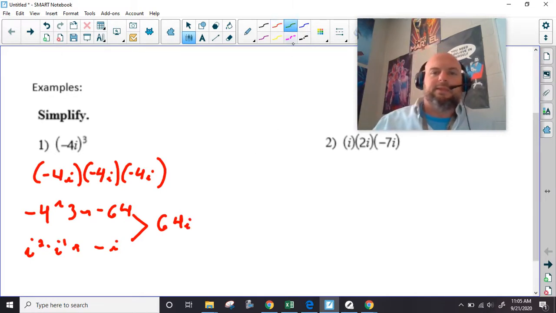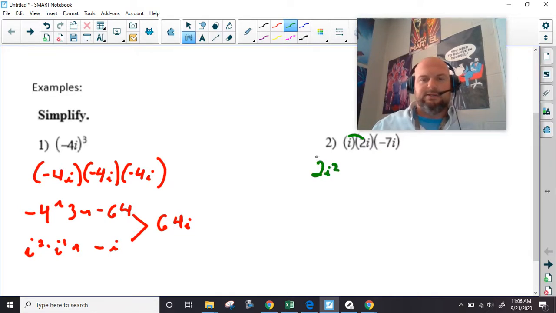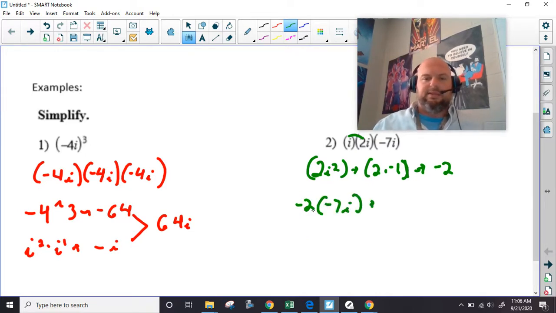All right. Moving on to number 2, we're just going to whittle it down. We're going to have i times 2i. So this gives me 2i squared, and I'm just dealing with this part right now. Well, i squared is -1. Whoop, this gives me -2. All right, so now I have -2 times -7i. Well, I'll just multiply the numbers. -2 times -7 ends up being 14, and it's positive, and you just tag along the i.